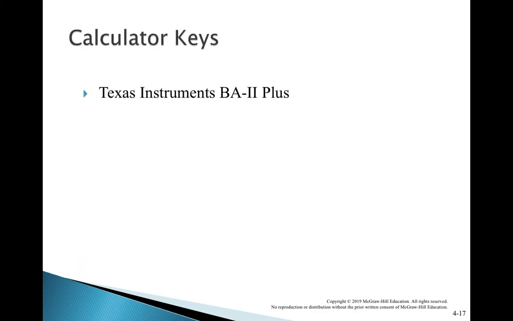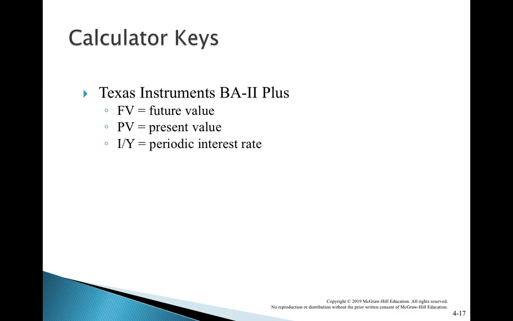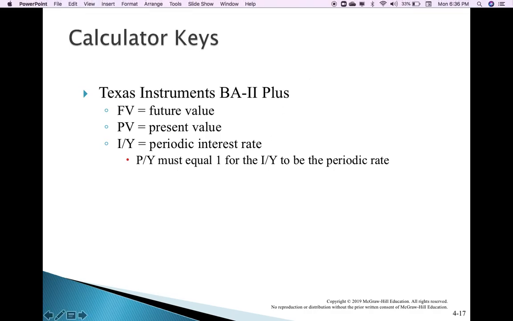Now, calculator keys. If you use a Texas Instruments BA II Plus, then FV stands for future value, PV stands for present value, I/Y stands for interest rate, and P/Y must be 1 for I/Y. How do you do it? Does anyone want to do the calculator function? Do you have a calculator, anyone?